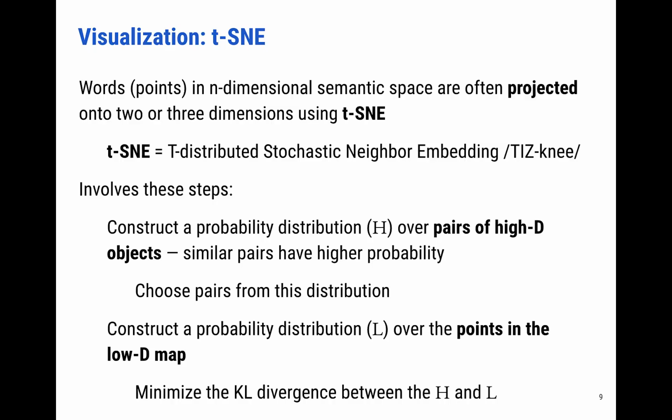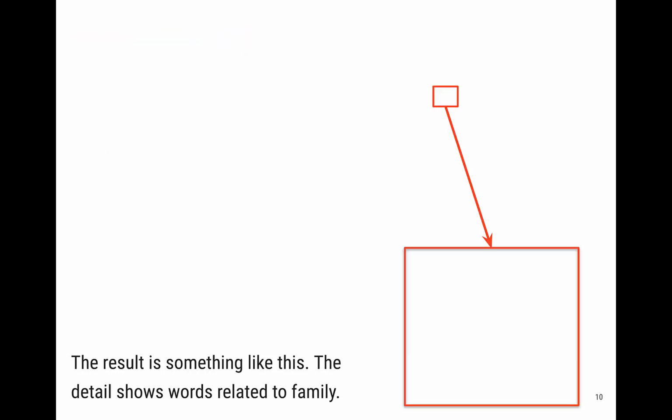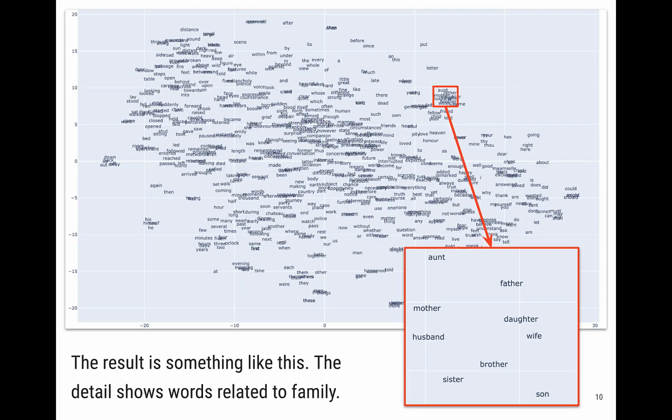So in the high-dimensional space, you get all the pairs of words, and then you create a probability distribution based on how similar each pair is. And then you choose pairs from this distribution and construct another probability distribution over the points in the lower dimensional map, using KL divergence to minimize these. You don't really have to understand how this works, just giving you a little bit of what's going on under the hood here. The point is that this method produces results like this.